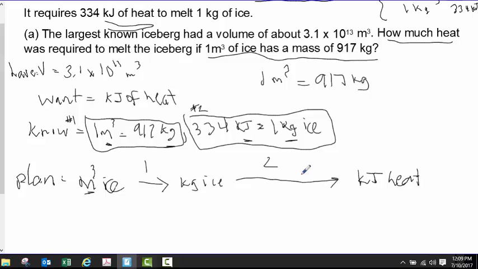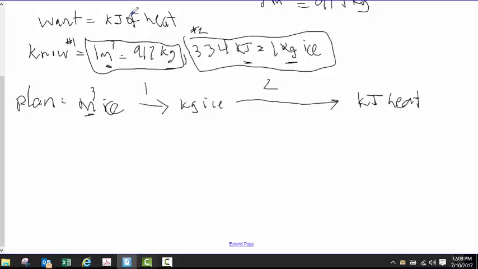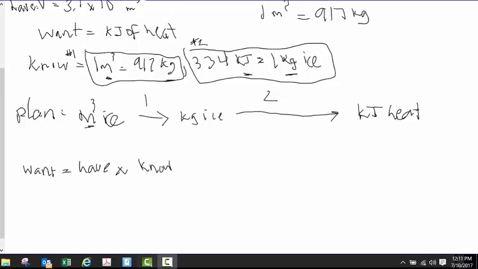So let's do it. What I want equals what I have times what I know. And remember, what you know are your conversion factors. So we're going to set up our calculation. What I want equals what I have times what I know. So let's go ahead and do that. What I want is kilojoules of heat. Just make my pen line a little smaller here. There we go.